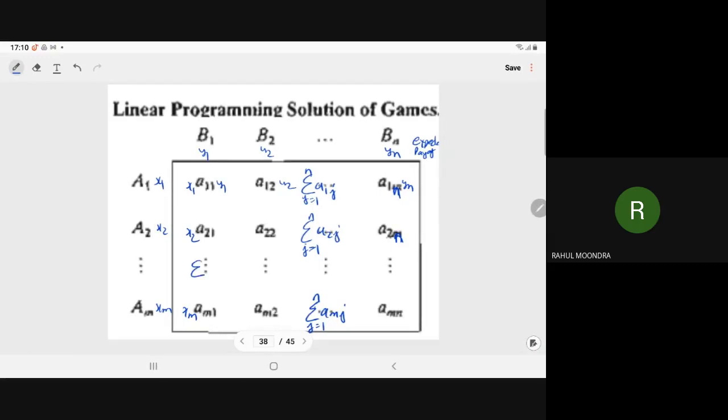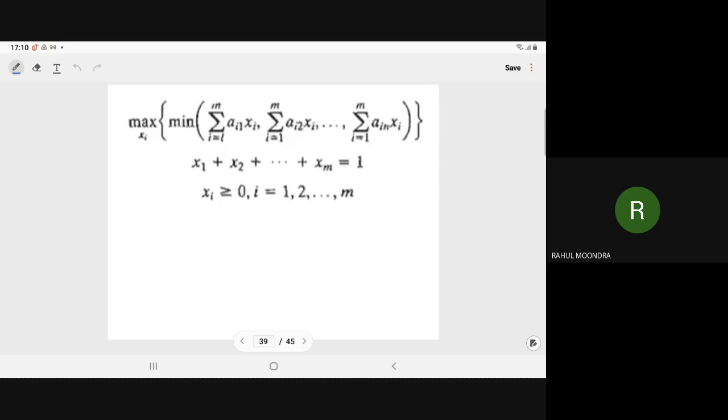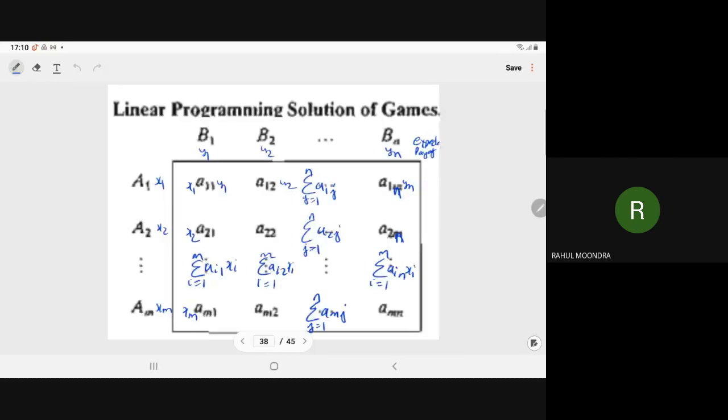It means you can write it as the summation of ai1 xi, i varying from 1 to m. It is the summation of ai2 xi, i varying from 1 to m. And this is the summation of ain xi, i varying from 1 to m. Now from here, we have computed the expected payoffs: ai1 xi, ai2 xi, ain xi. So here we have computed the expected payoff.